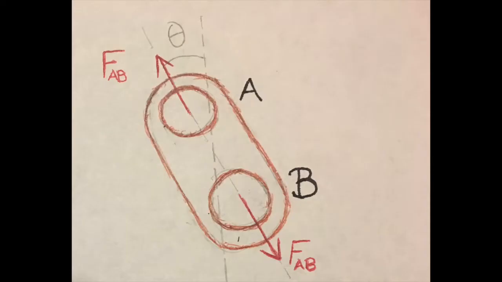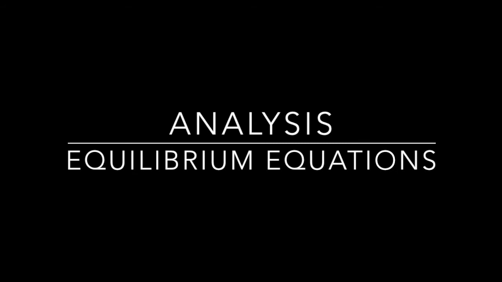Lastly, the diagram for the tab is rather simple, as it's a two-force member. Notice that the FAB vectors not only cancel each other out, but also counteract the other FAB vectors we previously considered. With all of these free body diagrams, we have a lot of choices for our equilibrium equations.